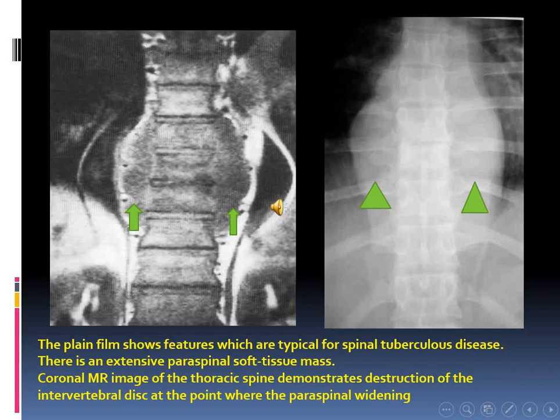In this image we can see the plain X-ray of the thoracic spine, and on both sides we can see a paraspinal soft tissue density, while on the left side we can see a coronal MRI, and also there is a paraspinal soft tissue density with abnormality in the thoracic vertebra and the intervertebral disc space. In fact, this is a diagnosis of the most common infection in the thoracic spine, which is the spinal tuberculosis.